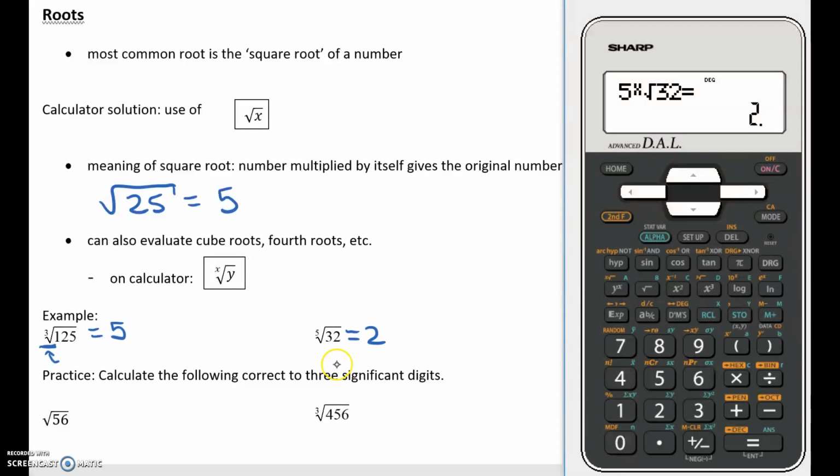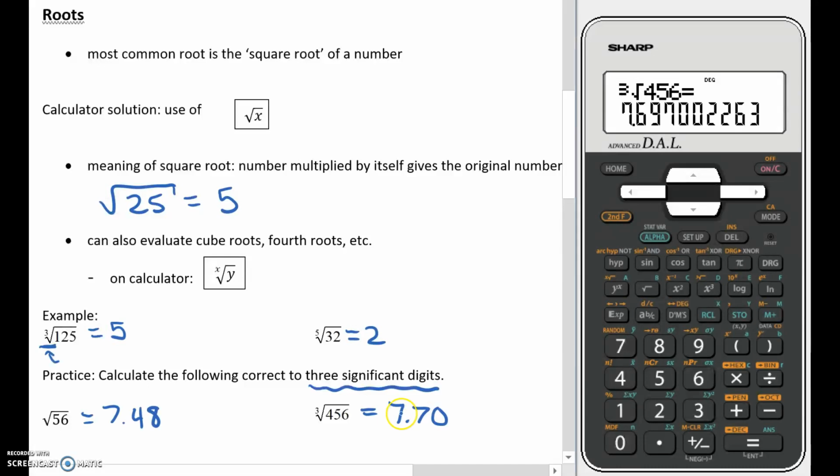Not all roots come out to whole numbers. Oftentimes they come out to decimal values. Round your answers in the following two questions to 3 significant digits. Pause and practice. If you're confused by the rounding on the second example, it's important to look at the output from your calculator. The first significant digit is 7, the second is 6, the third is 9. Because the digit to the right of the 9 is greater than 5, we have to round up. You can think about rounding the 69 to 70.